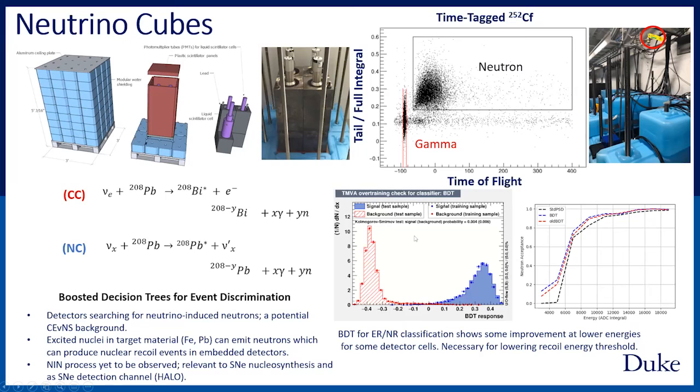As you can see here, the TMVA result for the boosted decision tree is shown in this plot. It can separate signals and backgrounds pretty well. Here I also listed the neutron acceptance for all three categories. The preliminary result has shown some effectiveness at lower energies for detector cells.